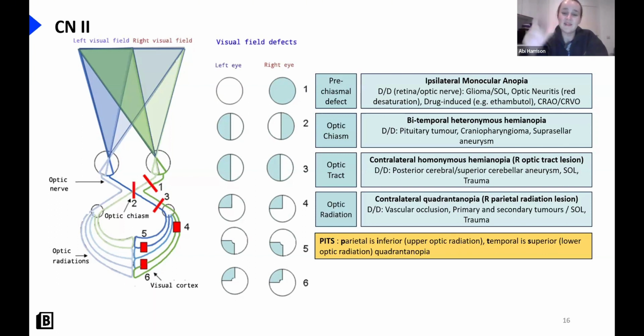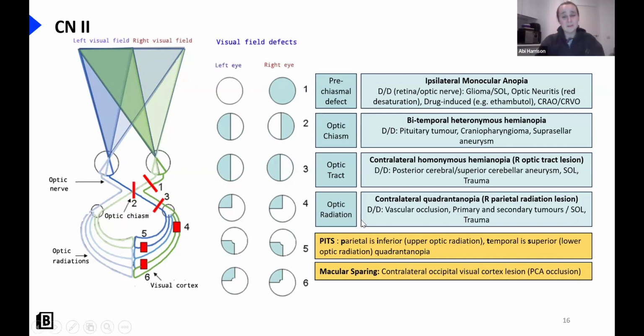There's a good mnemonic on the Bite Medicine website, which is PITS, which I think is really useful. So parietal is inferior, and that's your upper optic radiation. Then the temporal lobe is superior, sorry, it's a superior defect, and that's where your lower optic radiation goes through.